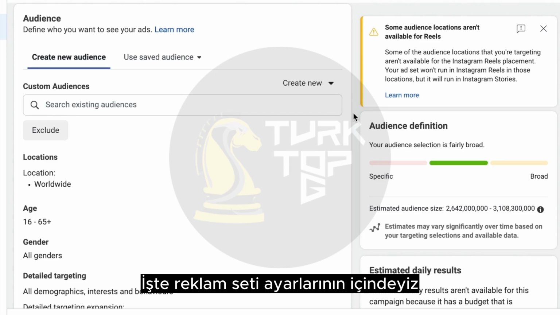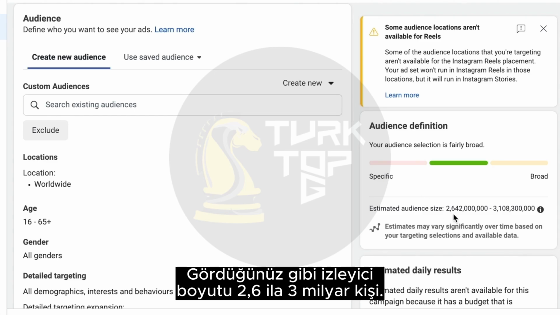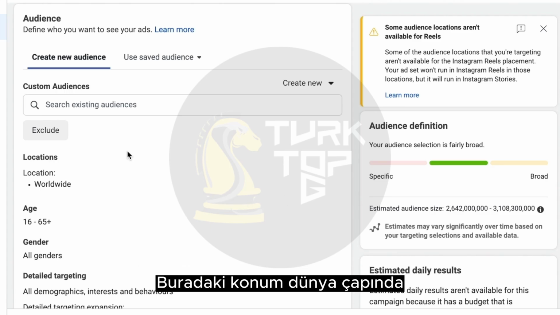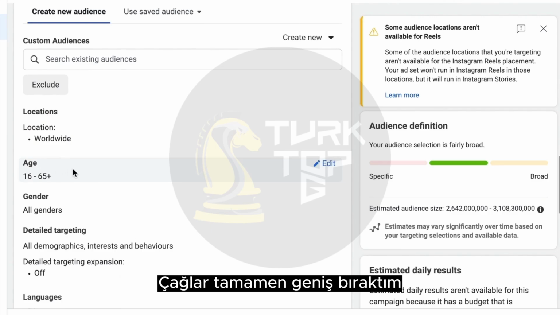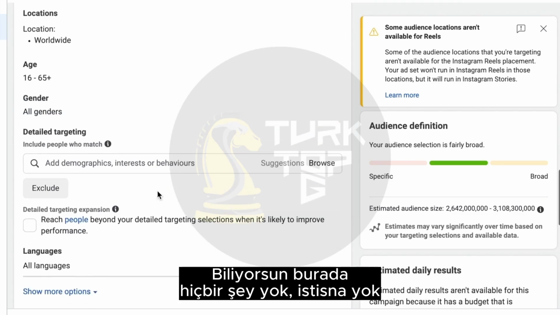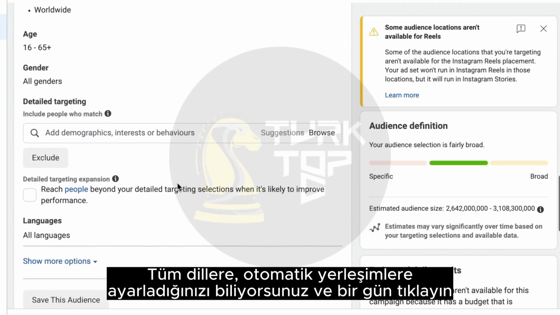So here we are inside the ad set settings. As you can see, the audience size is 2.6 billion to 3 billion people. I've left it completely broad. I'm going completely worldwide. The location here is worldwide. Ages, I've left it completely broad. All genders, all interests, behaviors, demographics. There's nothing in here. There's no exclusions.